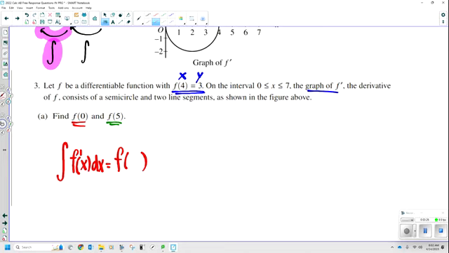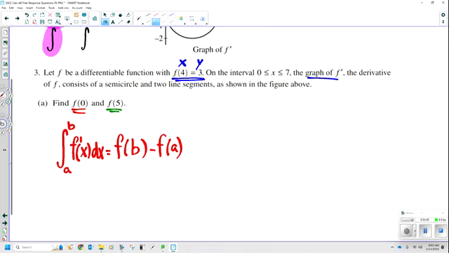Now let's bring in bounds. This is a huge concept. If I have bounds a to b and I integrate, no longer do I have a function, but I take the function with the upper bound in it minus the function with the lower bound. This is what we're going to do to solve f of 0 and f of 5.